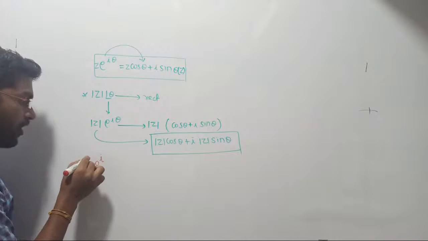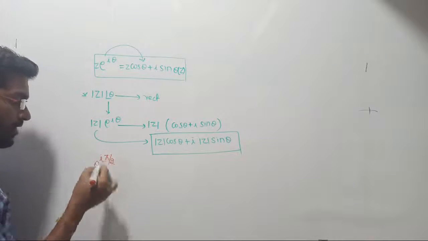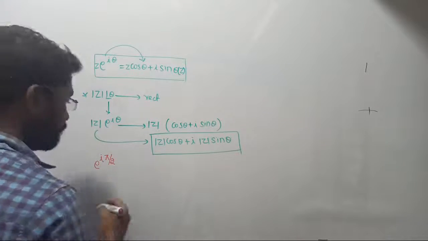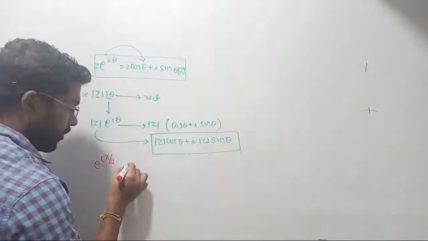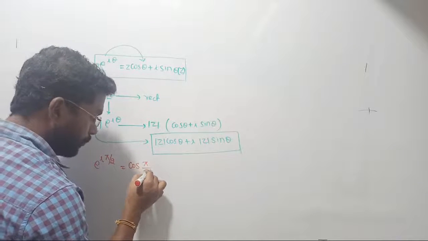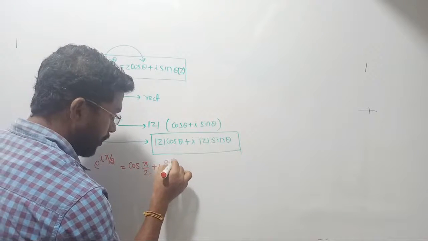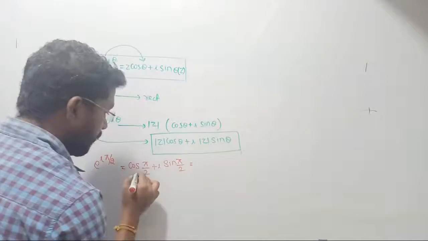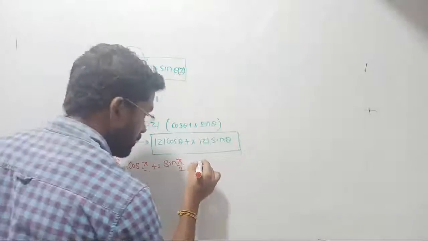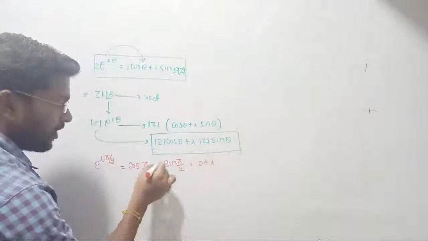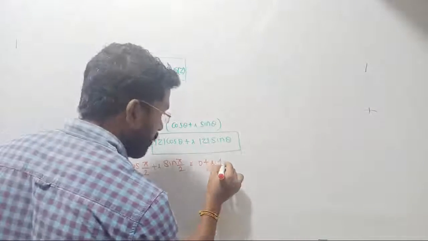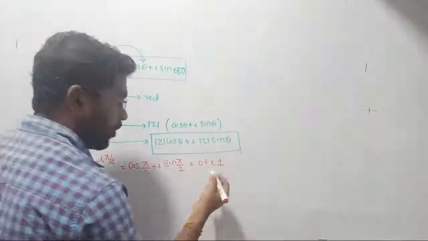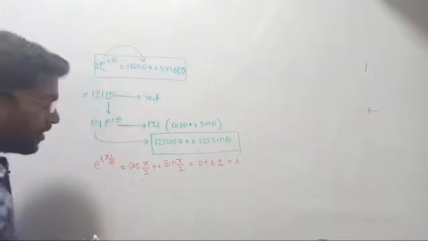Now I would like to know the value of e power i into pi by 2. Just ping me the value. E power i into pi by 2 can be written as cos pi by 2 plus i into sin pi by 2. What will be the value of cos pi by 2? Cos 90 is 0, plus i into sin pi by 2, which is equal to 1. So this is equal to 0 plus i into 1, which has to be considered as i.